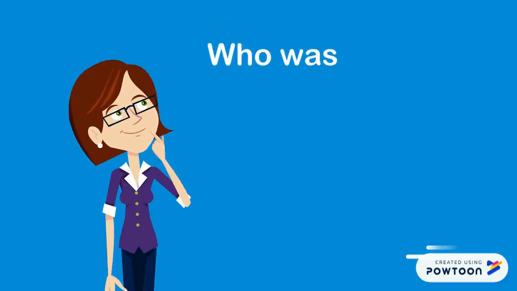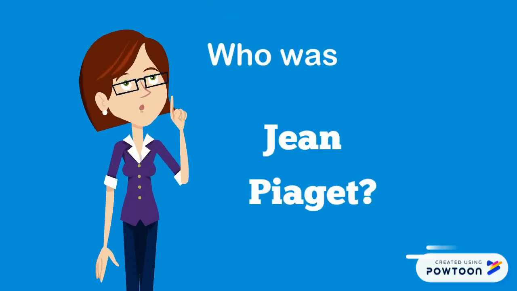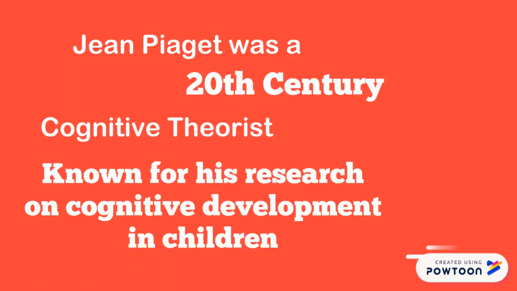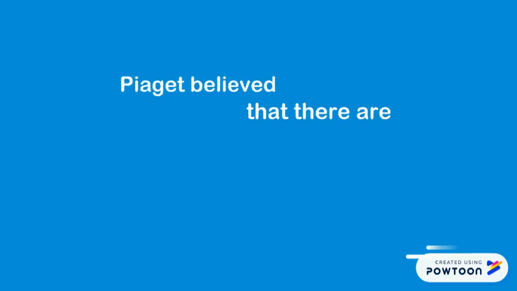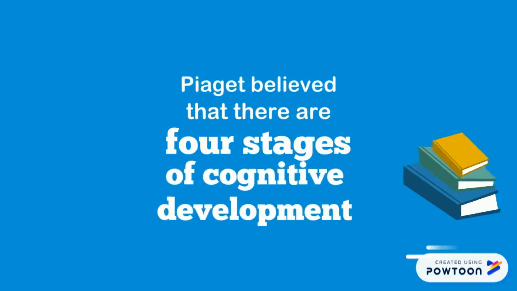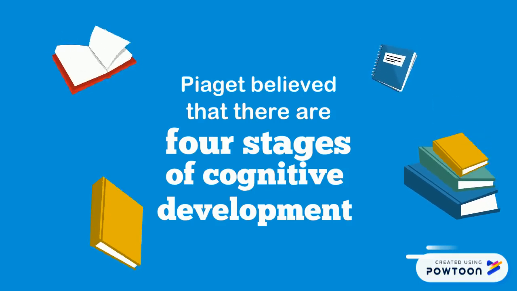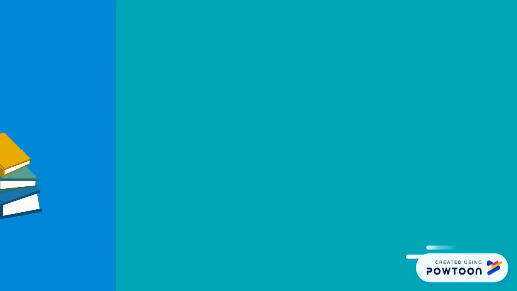Hi! You may be wondering just exactly who was Jean Piaget. Let me tell you, he was a cognitive theorist in the 20th century, and he carried out research on how our brains develop, mostly during childhood. He believed that there are four stages of development that every person will go through in their lifetime before adulthood, all in the same order.